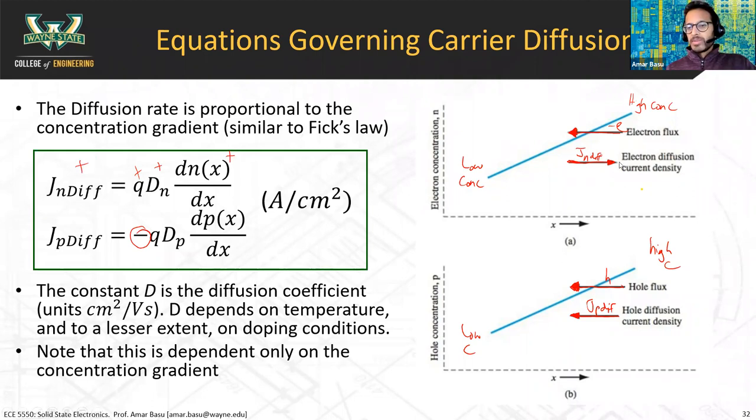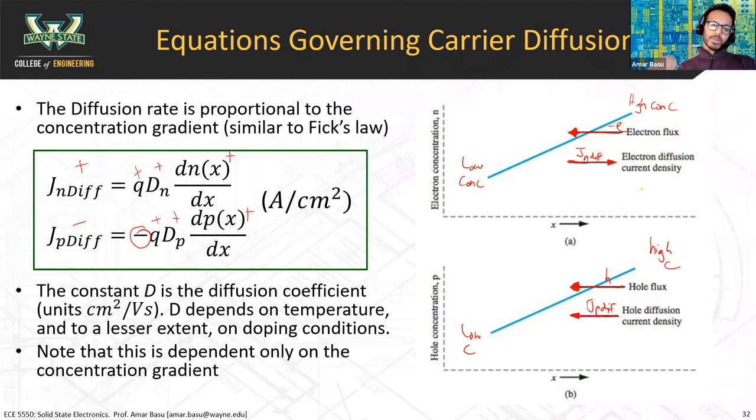The way we define positive in vectors is that positive is left to right. In this case, dp/dx is the same as last time. It's also a positive slope. This is positive, and then you have this negative sign here. So ultimately JP diffusion ends up being negative. That's why you see JP diffusion pointing from right to left.